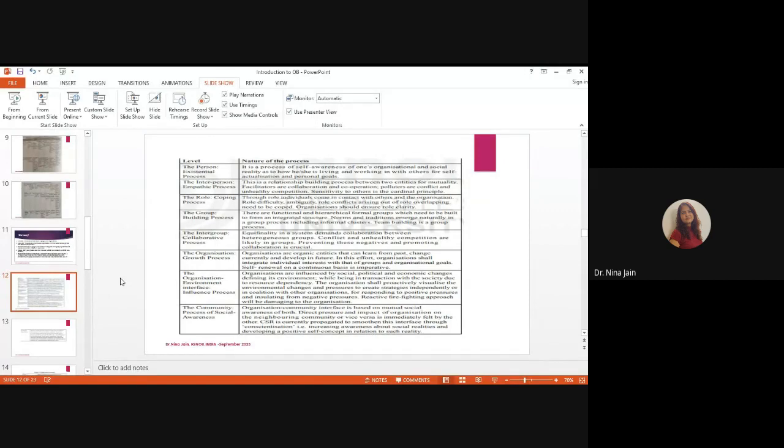Next level is the group building process. So first we've studied the person existential process. That means at which level the person is. Then we move towards the interperson empathetic process. That means how one person is connected to another, or how one organization is connected to another. And the third is the role coping process, which is about role clarity. And the fourth is the group building process. That means how many groups are there. You will study the group process in detail.